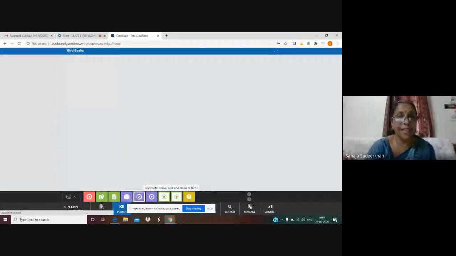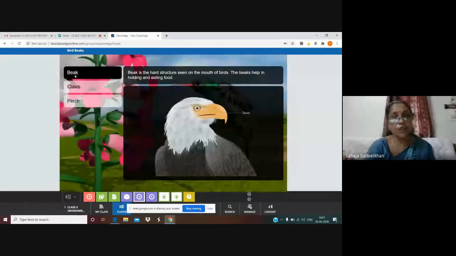Some birds are here. What is the meaning of beak? Beak is the hard structure seen on the mouth of birds. The beaks help in holding and eating food. This is the use of the beak of a bird.